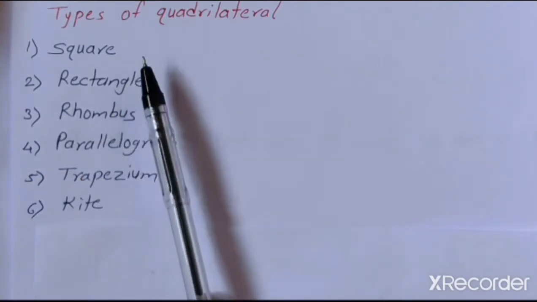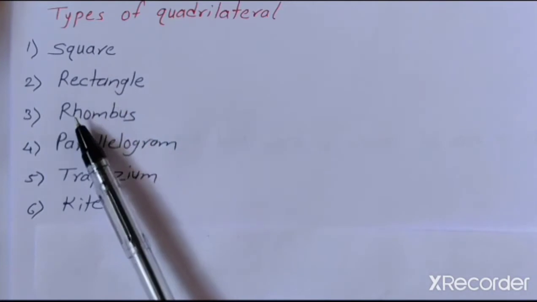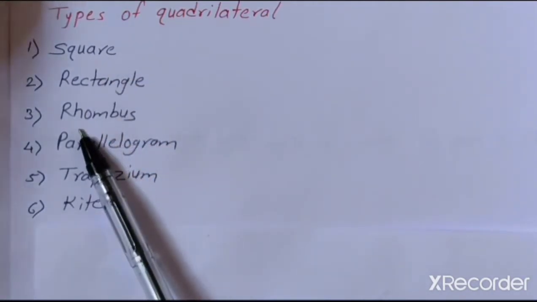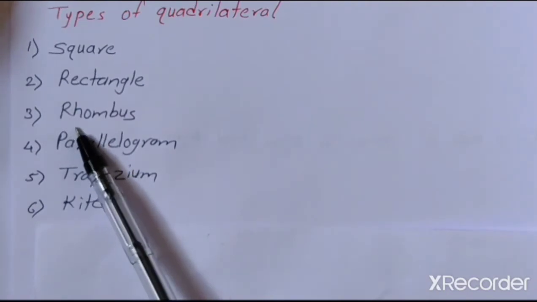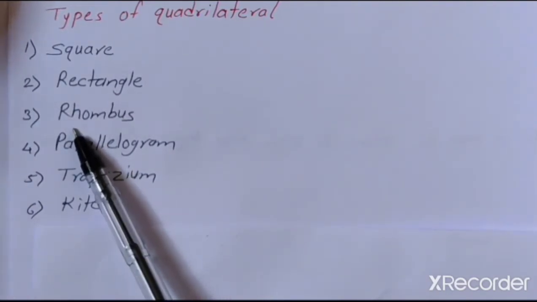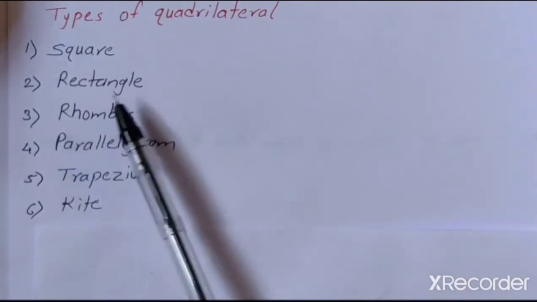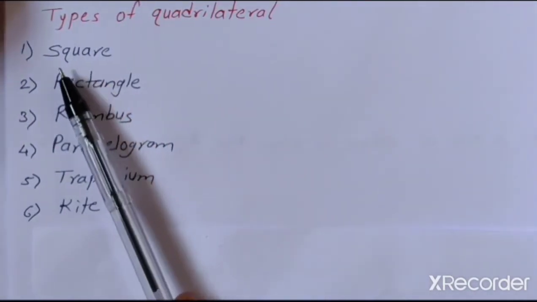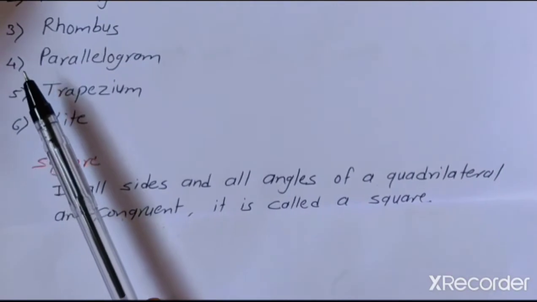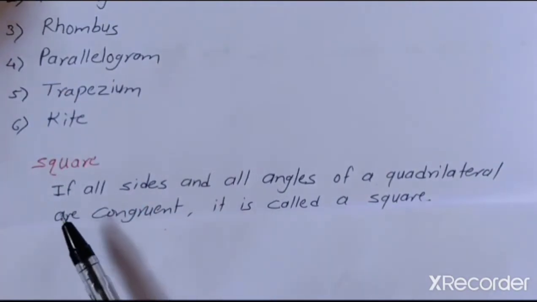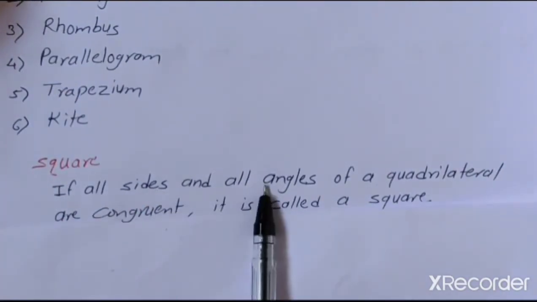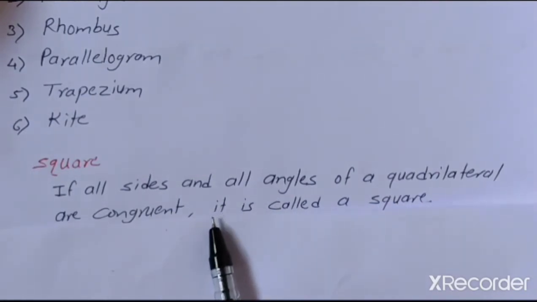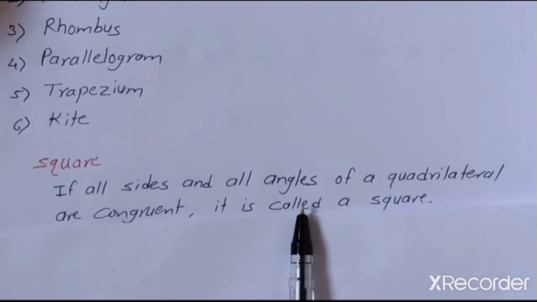In this video we will first study the first 3 types, that is square, rectangle and rhombus. Its properties and some numericals that depend on it, and obviously its construction. So let's move to the first type, square. A square can be defined as: if all sides and all angles of a quadrilateral are congruent, then such a type of quadrilateral is called a square.